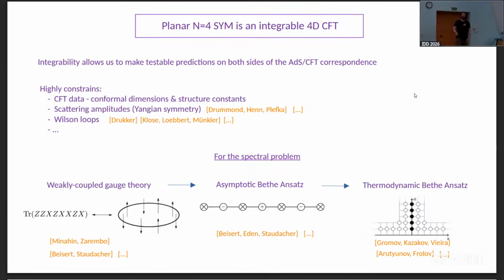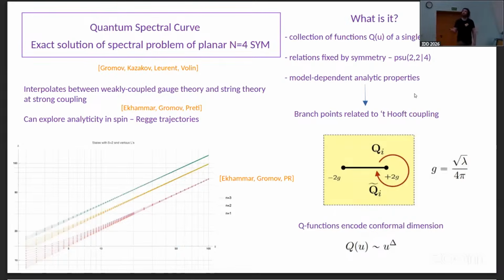But the modern formulation of the spectral problem and its solution takes the form of something called the quantum spectral curve. Many of you have probably heard the words quantum spectral curve, but maybe are not super familiar with what it is. So let me give a very broad idea of what this thing is. The quantum spectral curve is a collection of functions called Q functions. These functions depend on a complex variable u, which lives in some Riemann surface. They satisfy some relations, and these relations are fixed by symmetry.